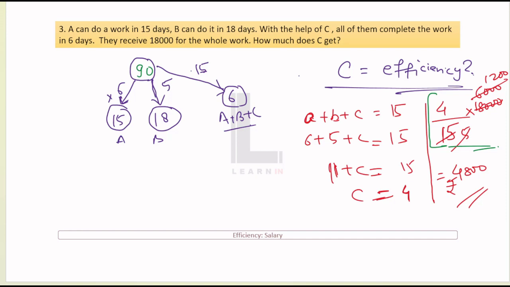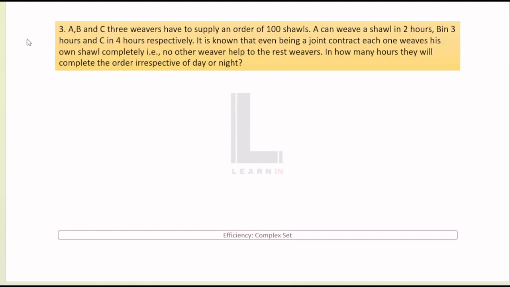Okay, now let us move to the next question. Now this is a difficult question. Try it out once. How would you weave a shawl in 2 hours, 3 hours, and 4 hours respectively? It is known that, even being a joint contractor, each one weaves his own shawl completely. Try it out first. We have learned enough till here, so try it out once. Don't be afraid of the question.